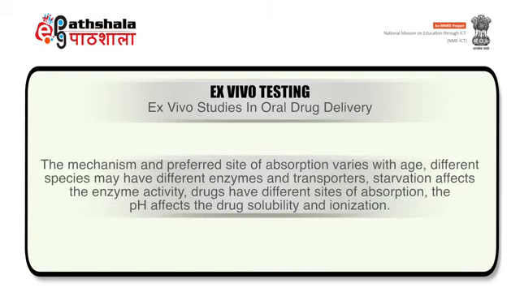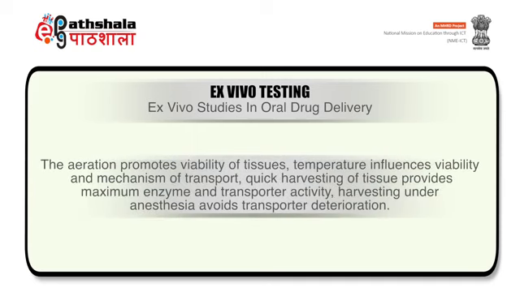The mechanism and preferred site of absorption varies with age. Different species may have different enzymes and transporters. Starvation affects the enzyme activity. Drugs have different sites of absorption. pH affects the drug solubility and ionization. Aeration promotes viability of tissues. Temperature influences viability and mechanism of transport. Quick harvesting of the tissue provides maximum enzyme and transporter activity. Harvesting under anesthesia avoids transporter degradation.